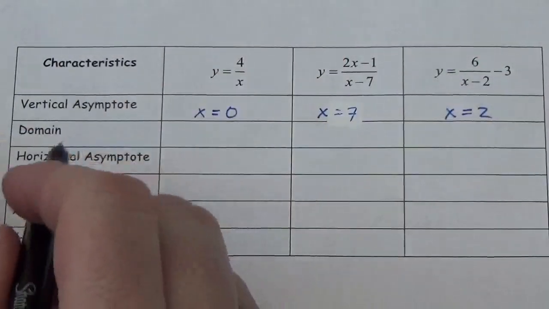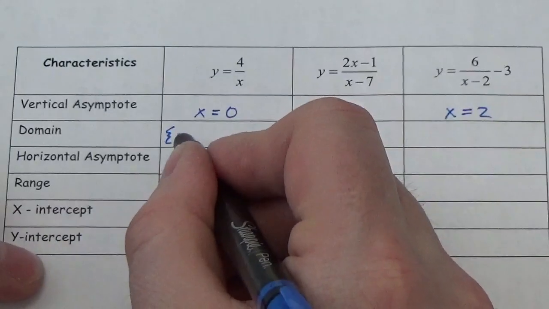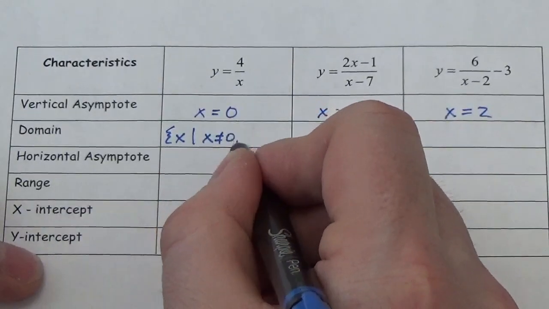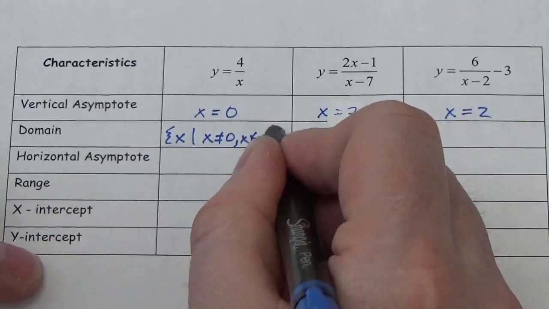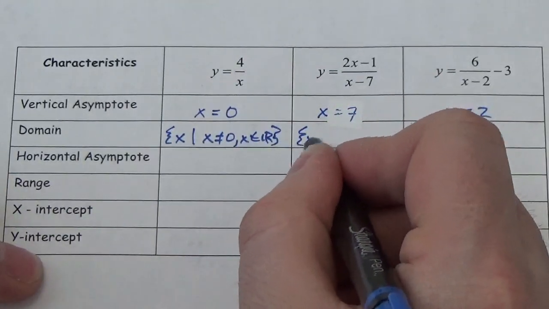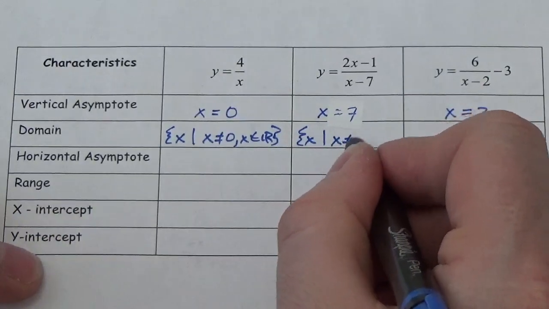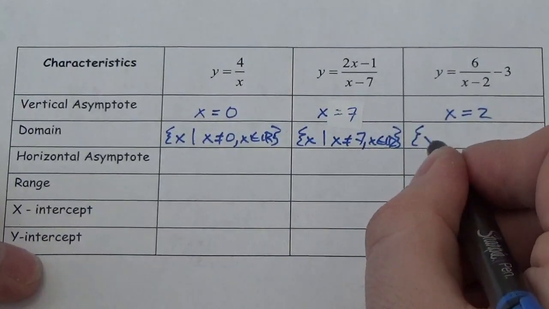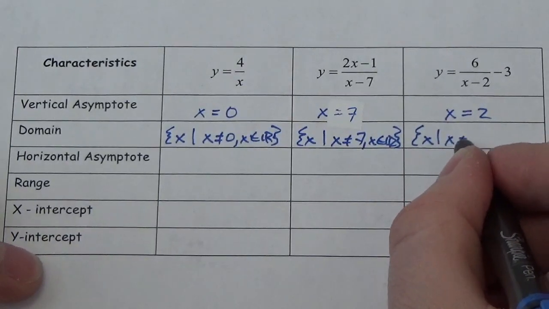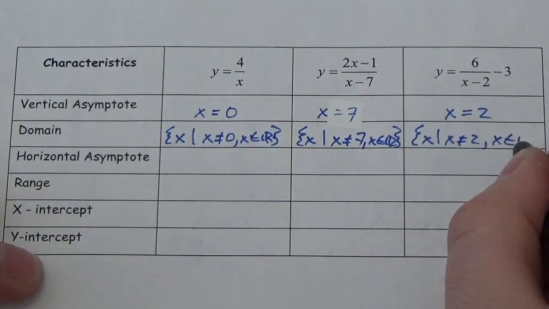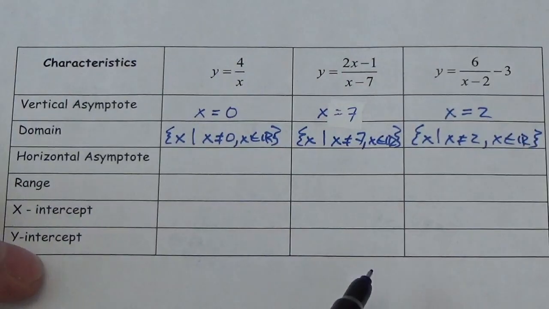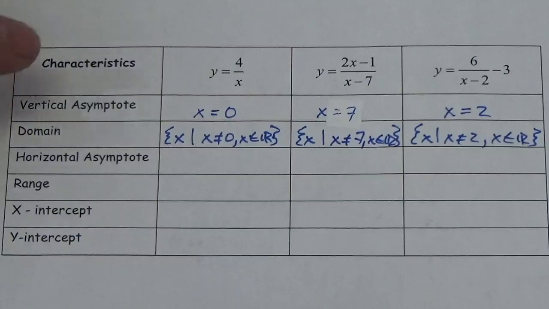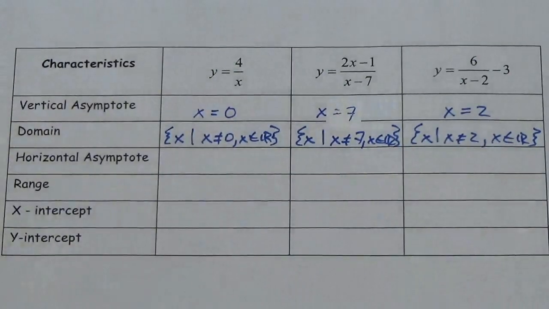Now, that corresponds with the domain. So the domain is going to be the set of x values such that x is not 0, x is an element of the reals. Here, x such that x cannot be 7, x is an element of the reals. Here, the set of x values such that x cannot be 2, where x is an element of the reals. Okay, so there's a very, very definite link between the vertical asymptote and the domain.